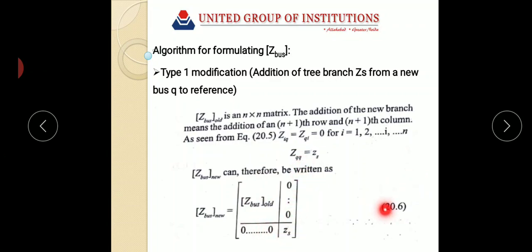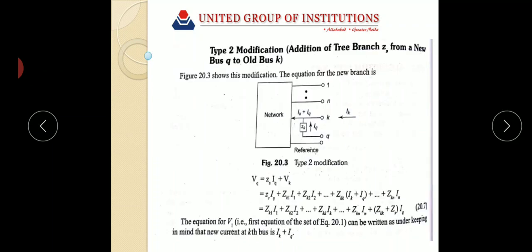Okay. So equation 20.6. Now come to the type 2 modification, addition of tree branch Zs from a new bus Q to old bus K. Here figure 20.3 shows this modification. The equation for the new branch is VQ equal to Zs IQ plus VK.